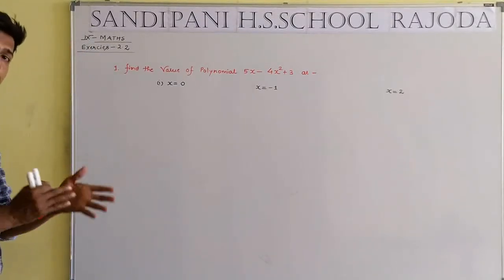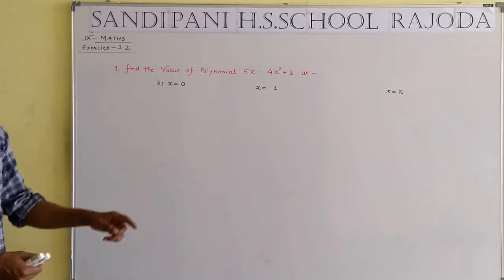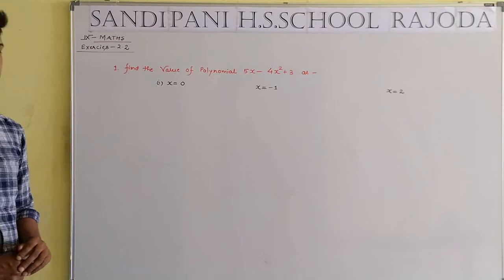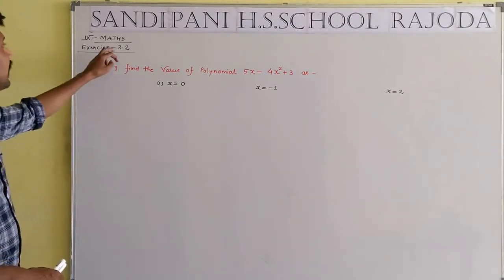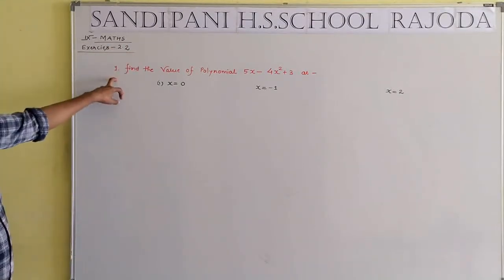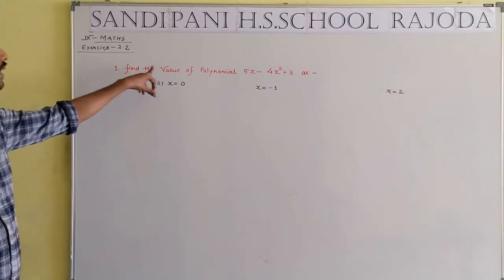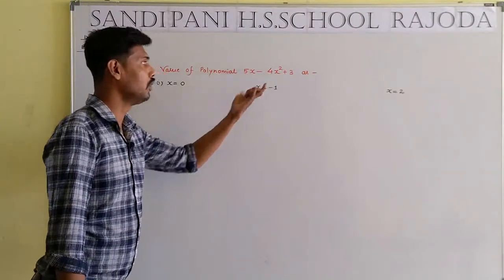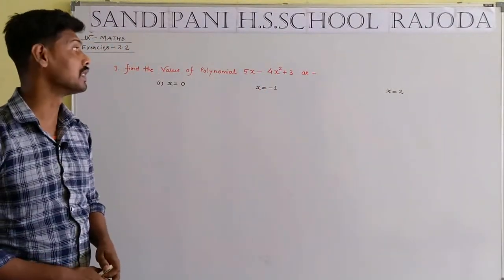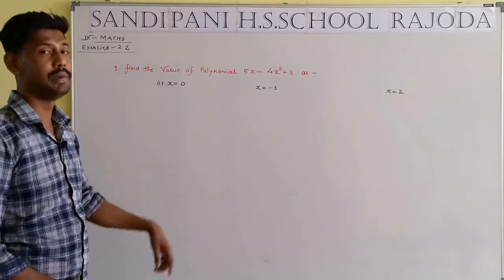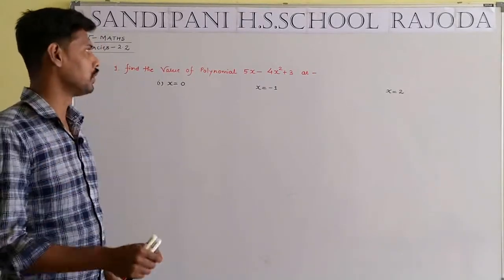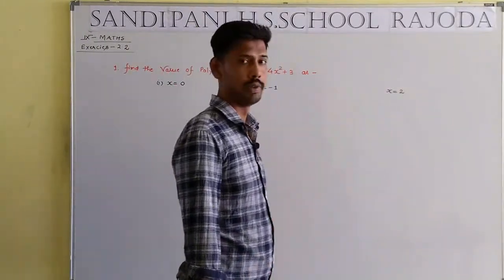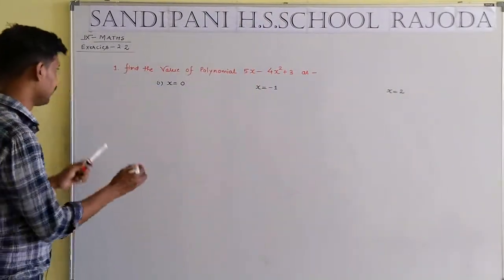Student, in the previous videos we saw exercise number 2.1, all variations, all questions of exercise number 2.1. Now we will start exercise number 2.2 with question number 1. What is the demand of the question? Find the value of the polynomial 5x minus 4x square plus 3 when x is equal to 0, first part of the question; when x is equal to minus 1, second part; and x is equal to 2. Now the solution is there.